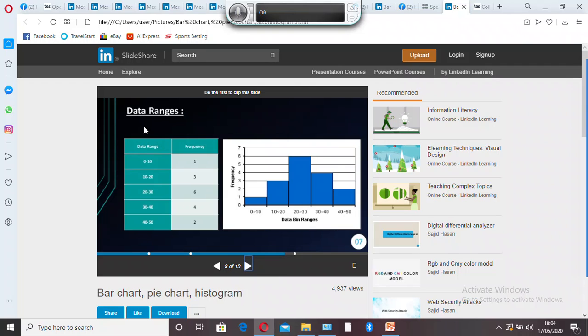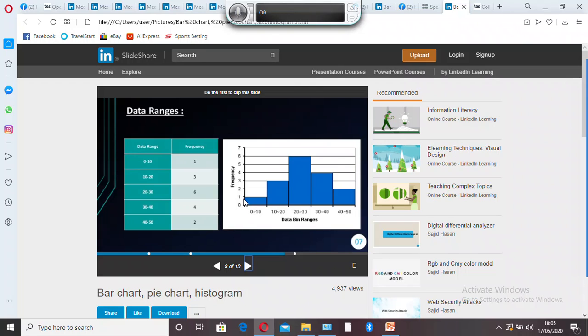So look at this. When you have data ranges, like you have 0 to 10, 10 to 20, 20 to 30. This is your question right here. So you will just do your frequency here. This is the same thing as the number of times something is appearing, like we have in the previous example I just showed you. So this is frequency. How many times does 0 to 10 appear? Look at this. 1. 10 to 20 appears 3 times. 20 to 30 appears 6 times. 30 to 40 occurs 4 times. Then 40 to 50 occurs 2 times.